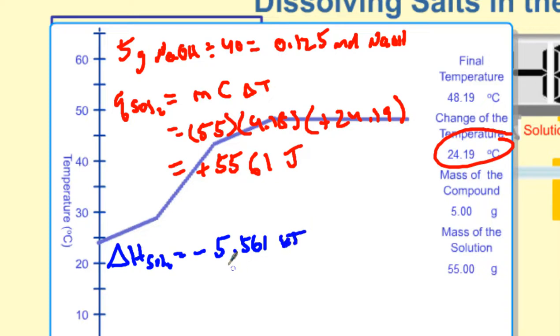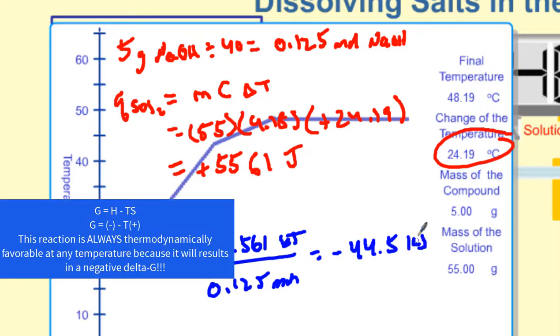5.561 kilojoules for every 0.125 moles, and that ends up becoming negative 44.5 kilojoules per mole. That's the enthalpy of solution of sodium hydroxide there.